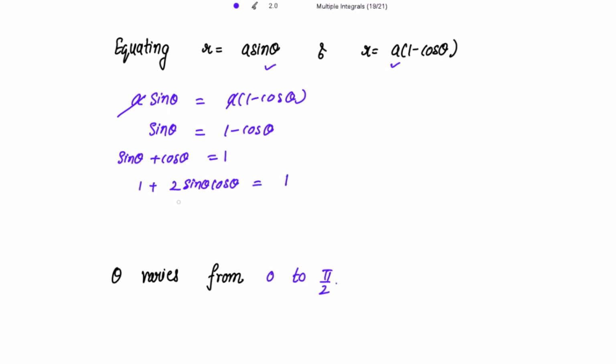And then this is sine of 2 theta, which is equal to 0. So 2 theta is equal to either 0 or it is pi. So the value of theta is 0 or pi by 2. Whatever way you can get the values of theta.